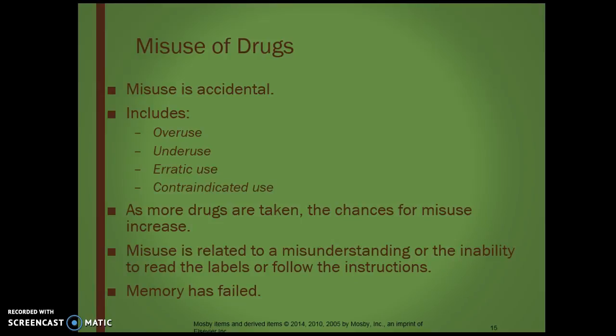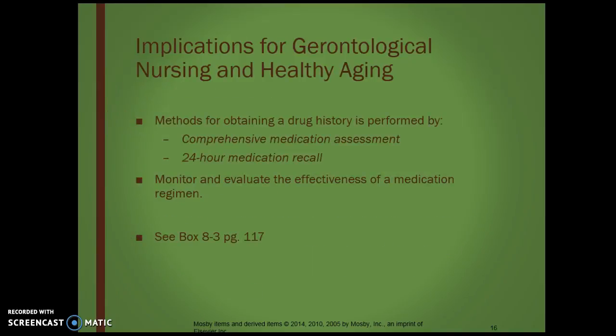Misuse of drugs. Misuse is accidental, typically, includes overuse, underuse, erratic use, or contraindicated use. As more drugs are taken, the chance for misuse increases. Misuse is related to a misunderstanding or the inability to read the labels or follow the instruction, or the memory has failed. There's other things in your book in that section as well that talked about that, but those were the three I decided to grab from there.